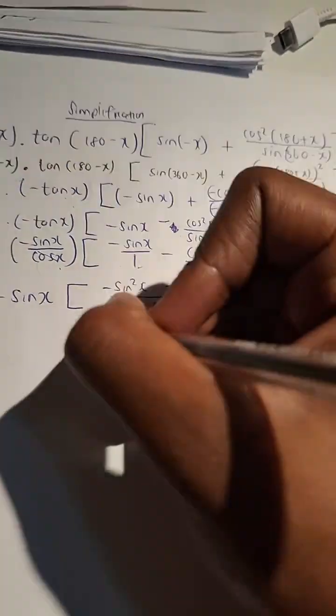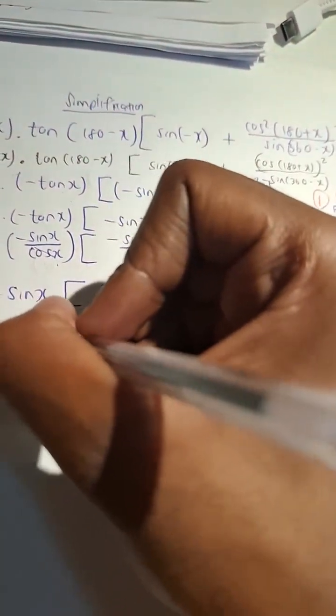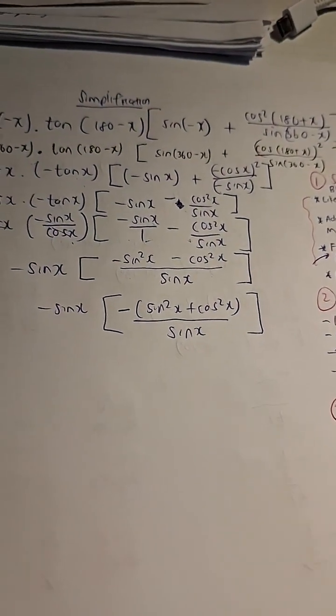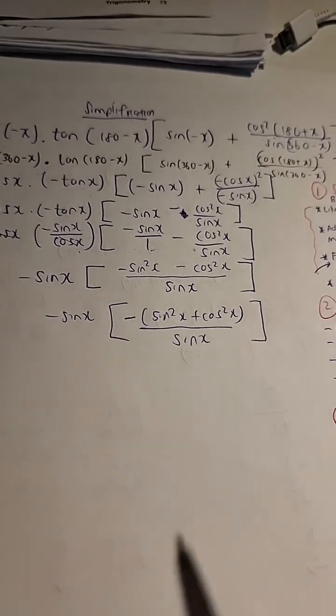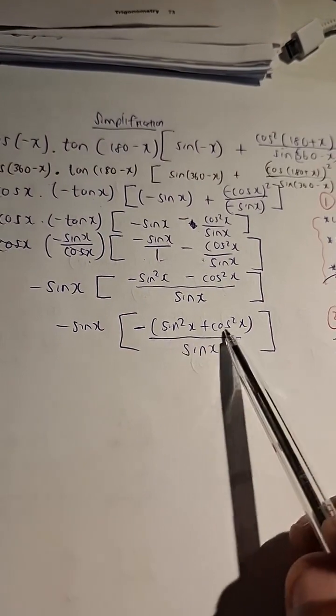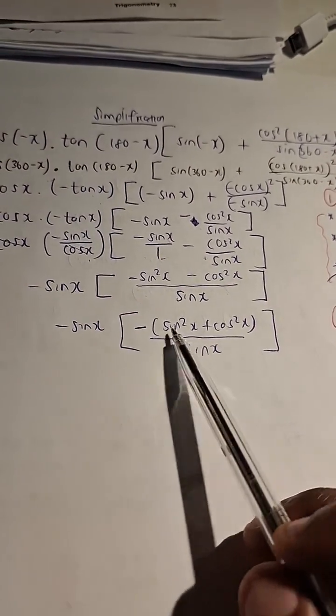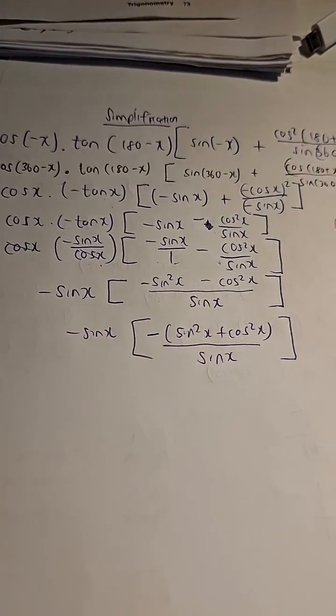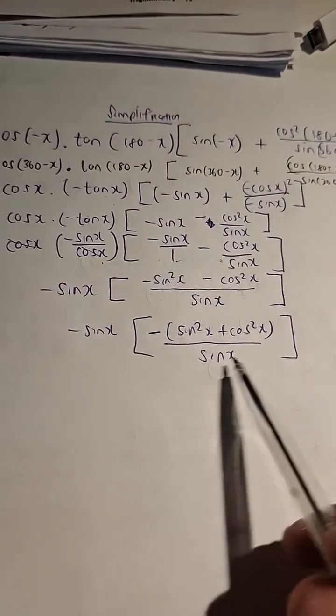And that's what it leaves me with. Can you guys see that? I hope you can. Okay, so I've just factorized. I took out the negative sign, leaves me with sin squared x plus cos squared x. Okay, so after factorizing, now I'm thinking, is there any other simplification that can be done inside the bracket?